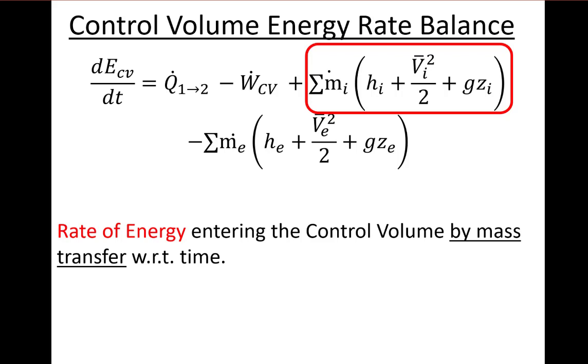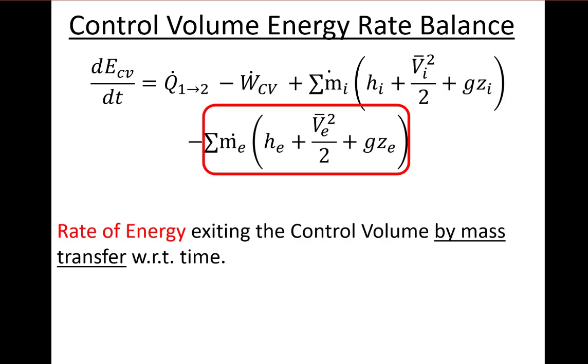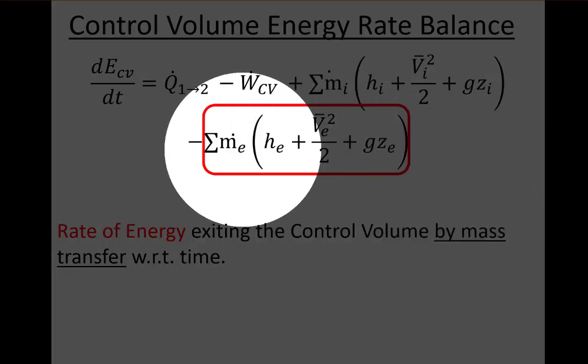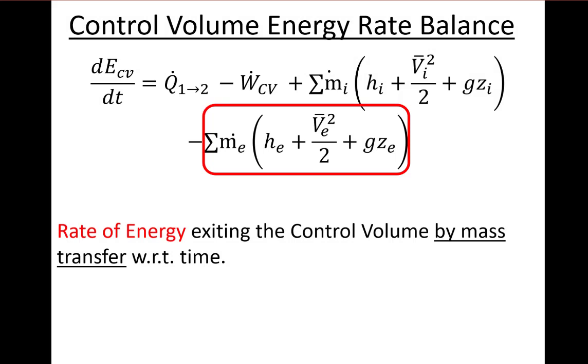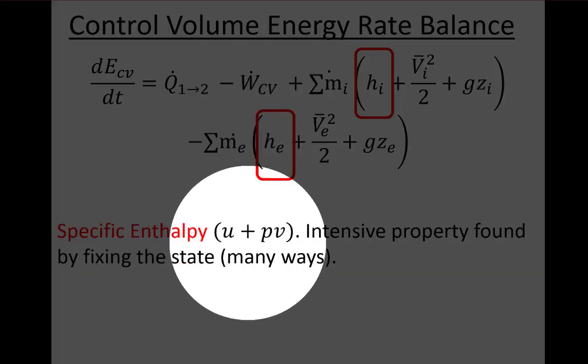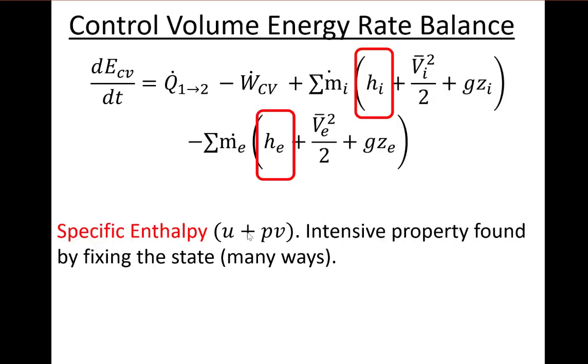So this is the energy that comes in with the mass, and this is the energy that goes out with the mass. I'm not super consistent on my subscripts here. Sometimes I use E for exit, sometimes I use O for outlet, but it's the same thing. Now, in these mass flow rate terms, there are three different parts of energy that we're generally concerned with here. The first is the specific enthalpy. This is what's going on because of the specific internal energy, the pressure, and the specific volume. We remember that's the definition of specific enthalpy, U plus PV.